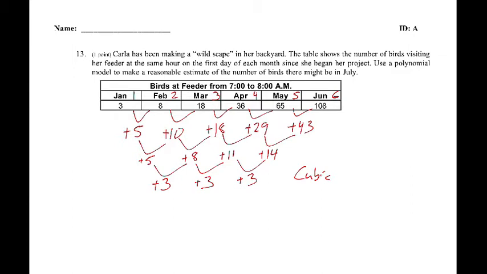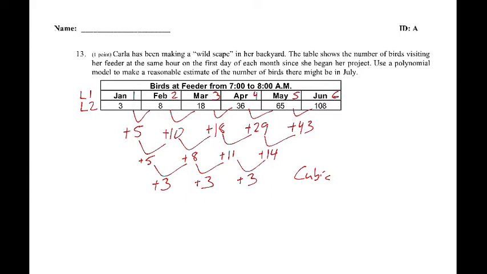So once we punch this into our calculator, remember all of our months, our x values, we're going to enter into L1, our y values, we're going to enter into L2. And so you'll be given directions. You go stat, edit, enter all your months into L1, all your birds into L2. And then you're going to go back to stat, the calc menu, and then go down to cubic regression.